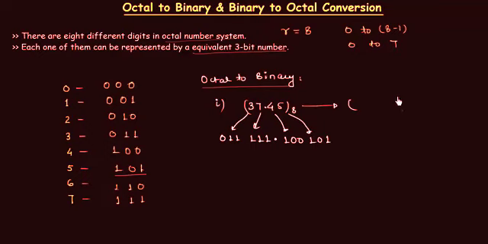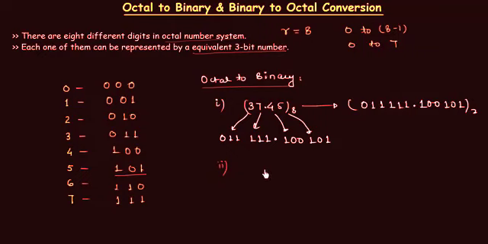So binary equivalent of this octal number is 011111.100101. This is the binary equivalent of this octal number. It is very easy to convert octal number to binary. We will see one more example on this.